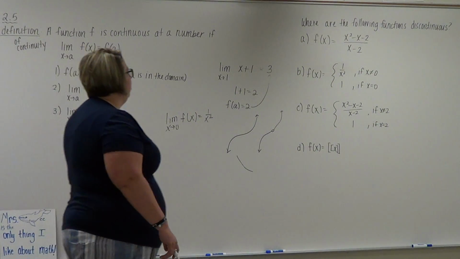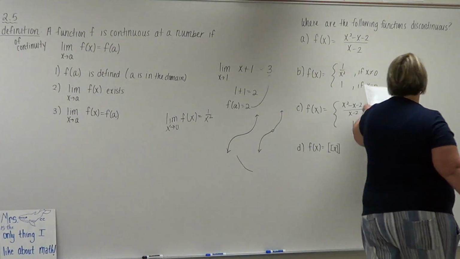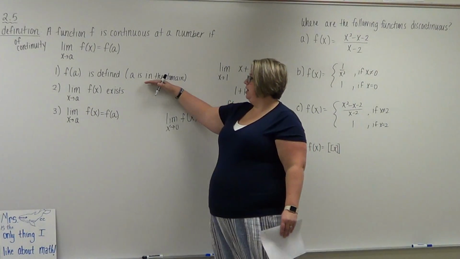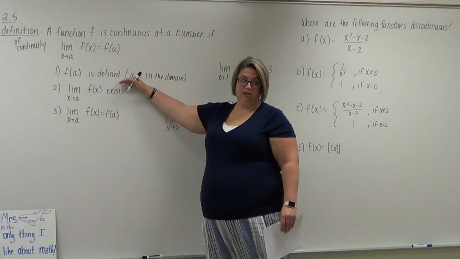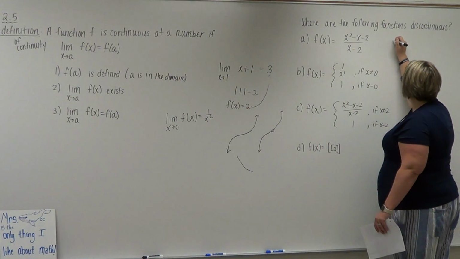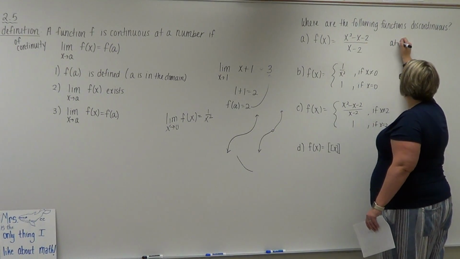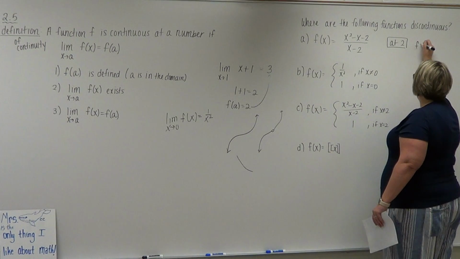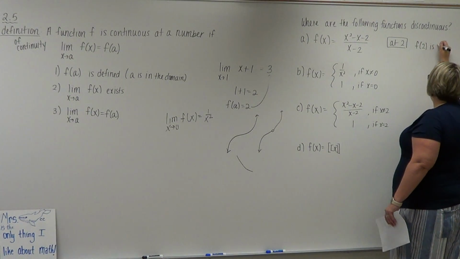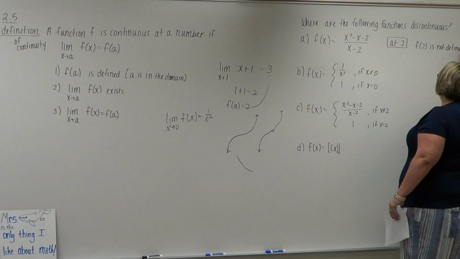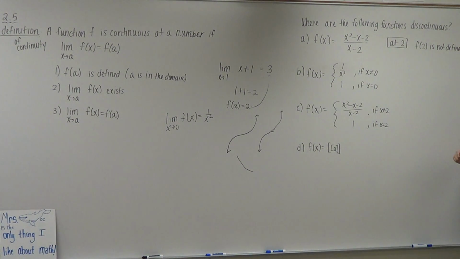So, where was this function not defined? At 2. Okay, so in order for it to be continuous, that means it always has to be defined. So where would this be discontinuous? It would be discontinuous at 2, because f of 2 is not defined. Does that make sense?